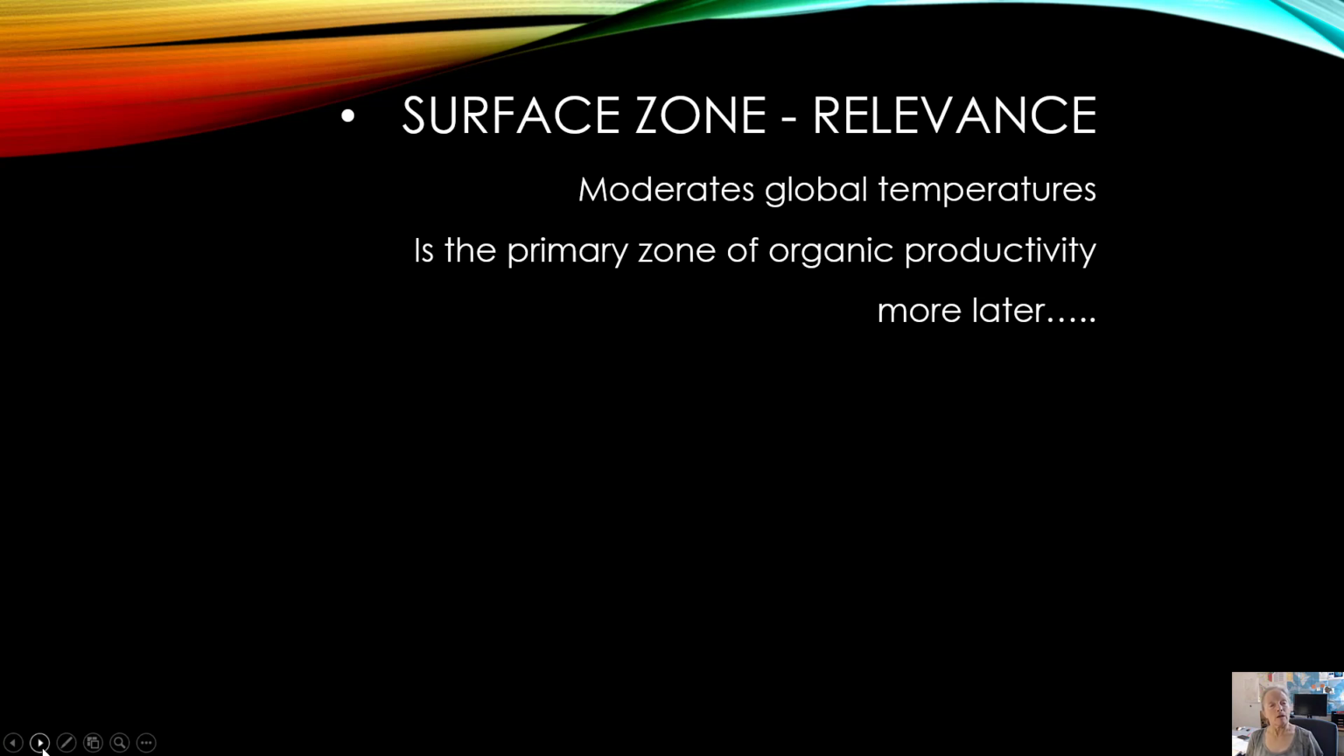Okay, we're going to talk about the surface layer a lot more through the semester because it's so very important to us on this planet as life forms on this planet. It moderates global temperature. That's a biggie, right? And it's the primary zone of organic productivity on this planet. Okay, those are two big things. It moderates climate, it produces food. But we'll get into it in more detail later.